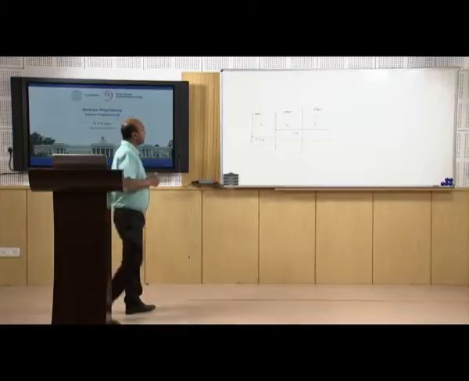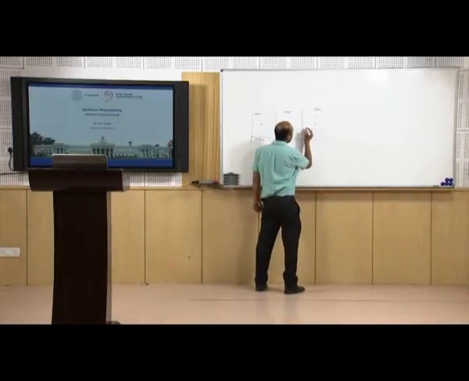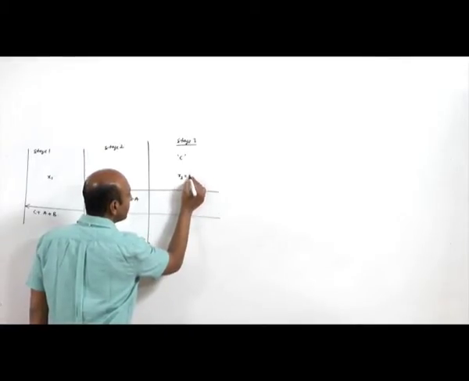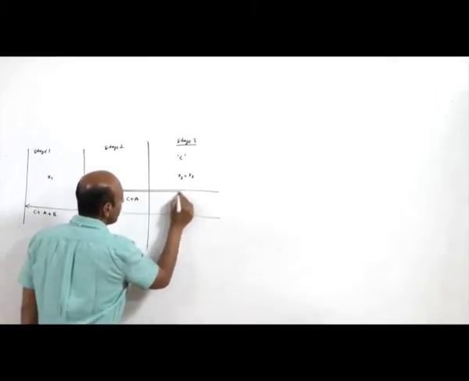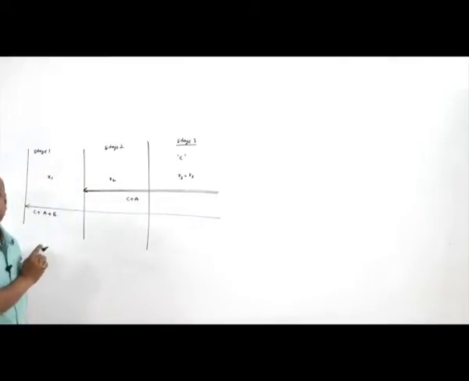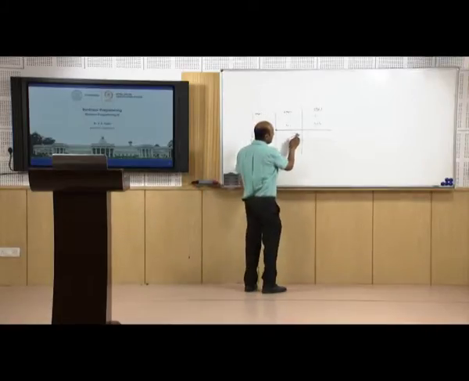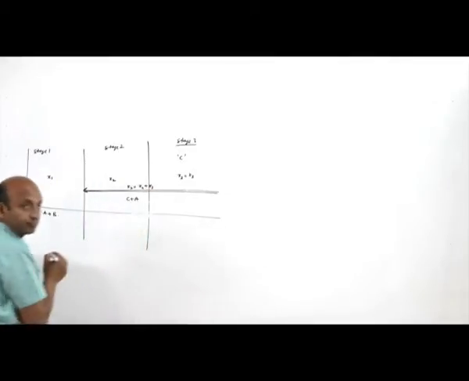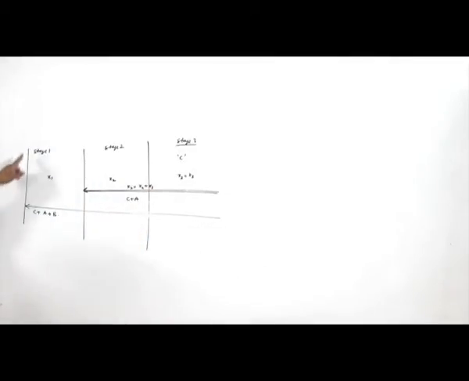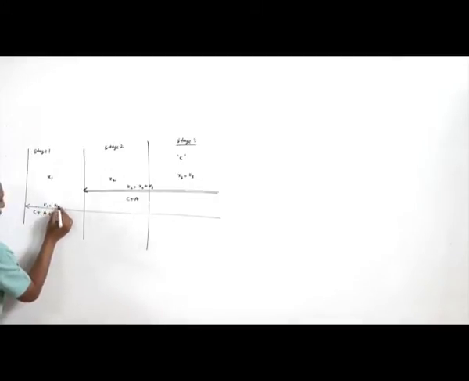And what is Kj? Kj is the amount available to this stage. Now in this stage we have only variable X3, so that will be K3. In stage 2, up to this stage we are calling it K2, the amount available up to stage 2. So that involves C and A. So K2 is nothing but X2 plus X3. Now stage 1 means the amount available up to stage 1, which involves B also. So that means K1 is X1 plus X2 plus X3.